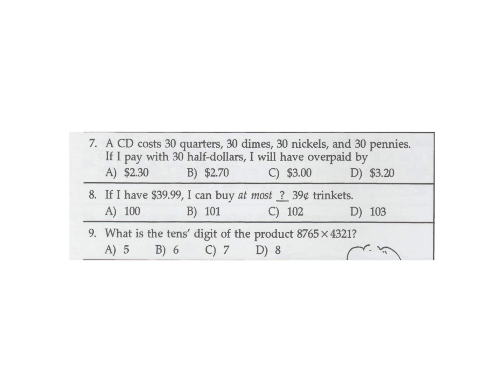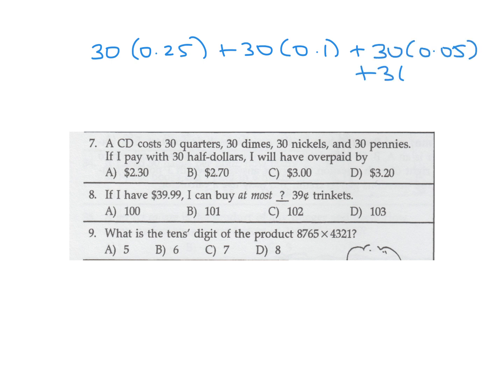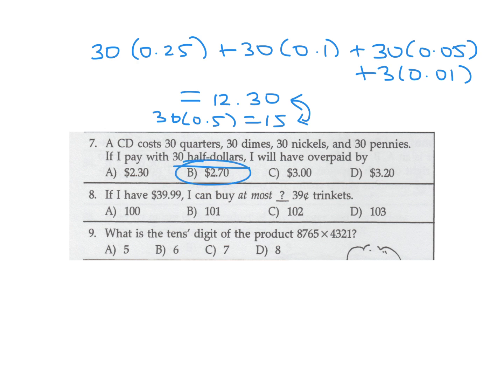A CD costs 30 quarters, 30 dimes, 30 nickels, and 30 pennies. If I pay with 30 half dollars, I will have overpaid by... Okay, so let's calculate this. 30 times a quarter, which is 0.25, plus 30 times 0.1, which is the value of a dime. A nickel is 0.05, and then a penny is 0.01. And when you crunch out these numbers, you get $12.30. Now, 30 half dollars is 30 times 0.5, which is $15. So you're basically comparing the 15 to the 12.30, and that is a difference of $2.70, and therefore number 7 is B.